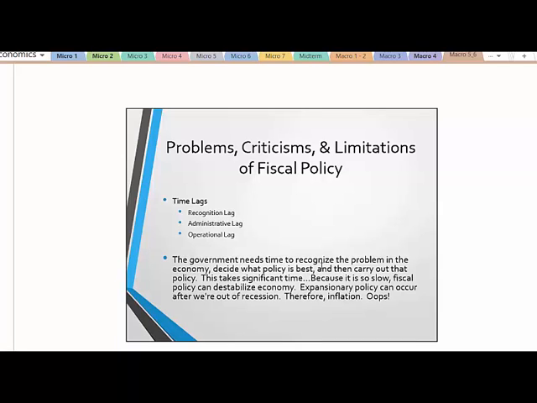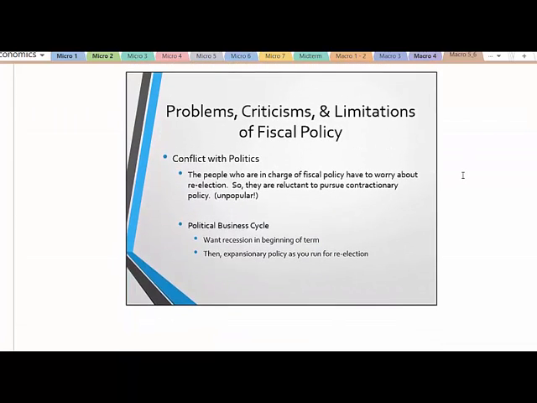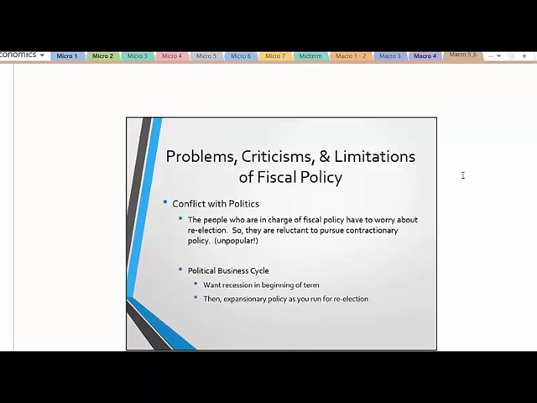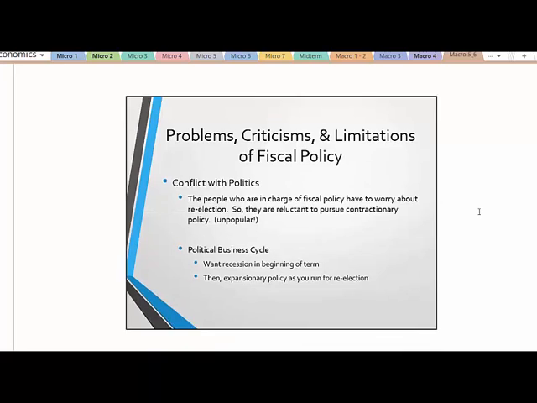Now, by the time that we get all of this figured out, implemented, and working, we might not have that problem anymore. The recession might be over when we finally have these anti-recession measures out in the economy working. Then we can have inflation, or vice versa. And so this is going to be a real challenge. It takes a really long time for these policies to take place and to start working. The next one's going to be conflict with politics, and I think this makes a lot of sense. Contractionary fiscal policy is very unpopular, and so politicians don't often pursue this, and that's a really big problem.